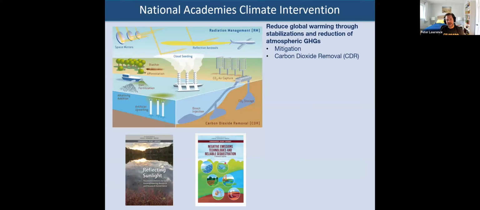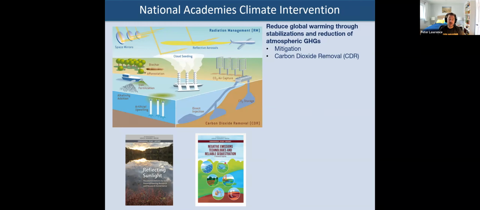So what are we talking about in terms of climate intervention? The United States National Academy has released a number of reports on this. The first one is looking at mitigation with carbon dioxide removal. So what we can see here is you can do reforestation, afforestation. You can look at things such as biochar.